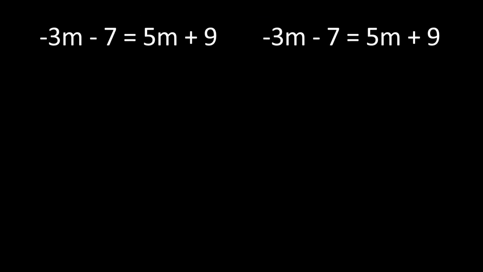In this example, I have negative 3m minus 7 equals 5m plus 9. And I have this screen set up so I can show you the steps side by side of some of the different options that you can take at the beginning of these problems to get started. We are going to use the inverse operation because that's what we do when working with equations. And we do need to make sure that whatever we do to the left-hand side, we do the same thing to the right-hand side. So you may want to start with the line through the equal sign so that you can make sure that whatever you do on the left, you do the same thing on the right.